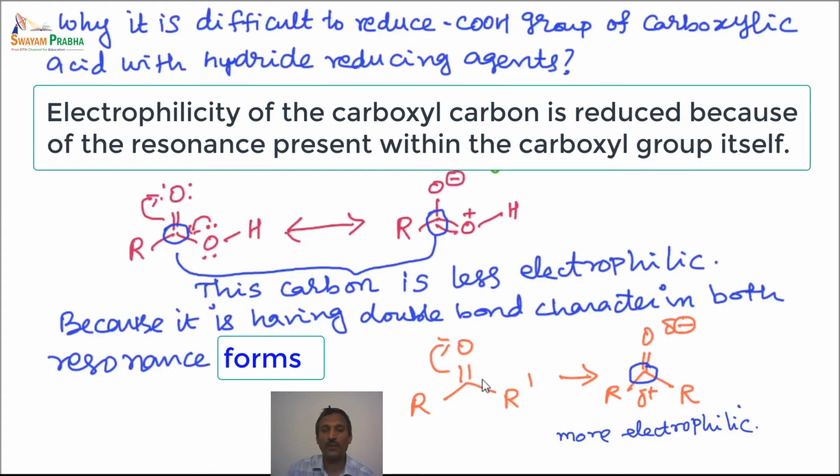Whereas in the case of simple ketones, the double bond electrons are pulled toward the electronegative oxygen. So we have a delta negative charge on this oxygen and a delta positive charge on this carbonyl carbon. So this carbon is more electropositive compared to the carboxylic acid carbon. That's the reason ketones are very readily reduced by hydride reducing agents, whereas carboxylic acid is not reduced by hydride reducing agents.